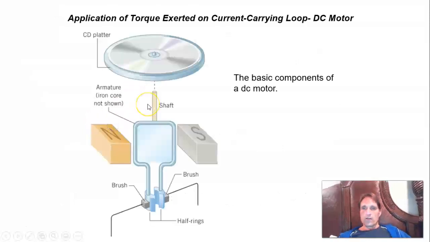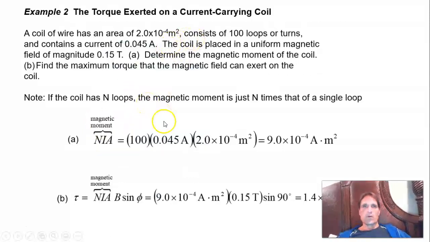Okay, so first we're going to calculate the dipole moment. If we know the current and we know the area, we get the dipole moment for each loop, and then we multiply by 100 because we have 100 loops. So now we get 9.0 times 10 to the negative 4 amps meters squared as the dipole moment. Okay.